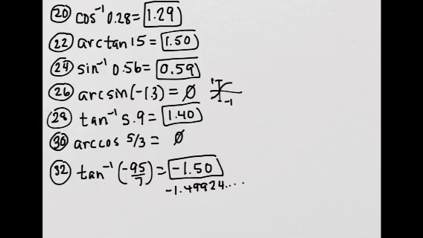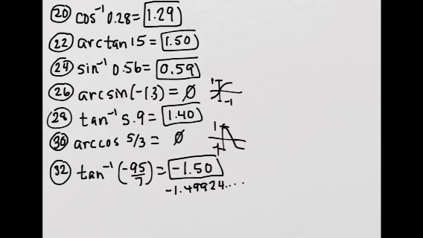The same thing with cosine, number 30, arc cosine. The graph looks like that. This is 1 and this is -1, and 5/3 is bigger than 1, so that's why that one's out.